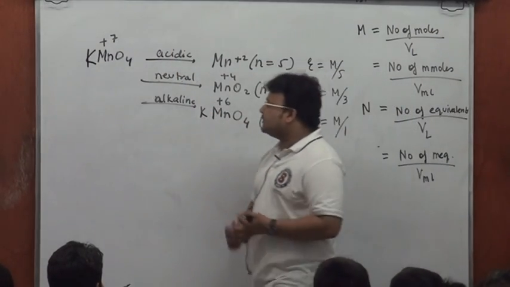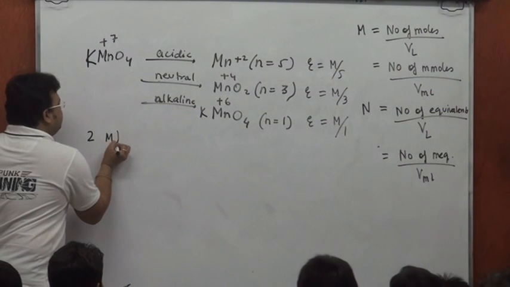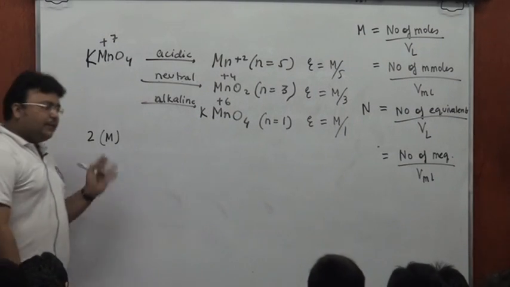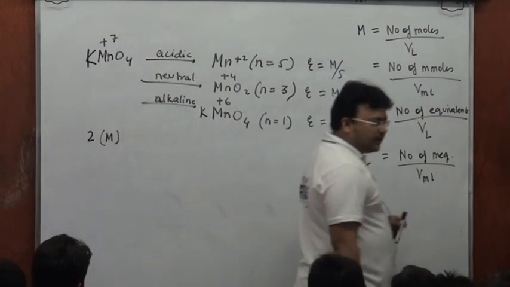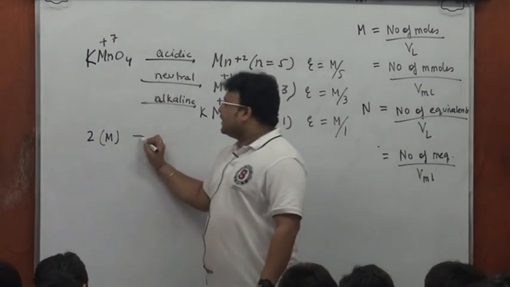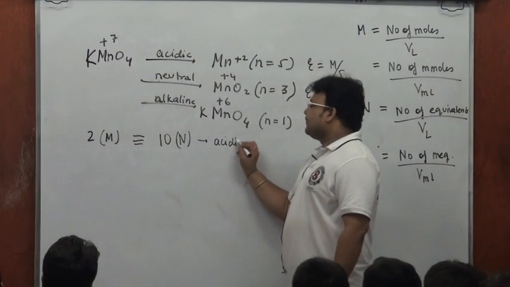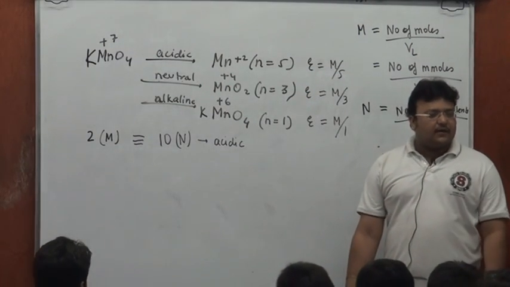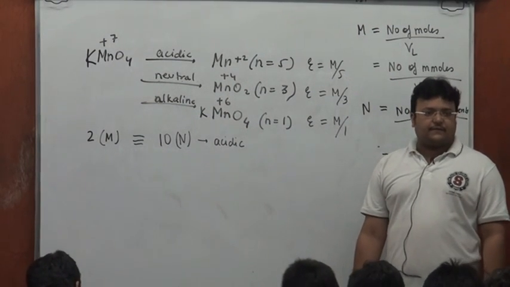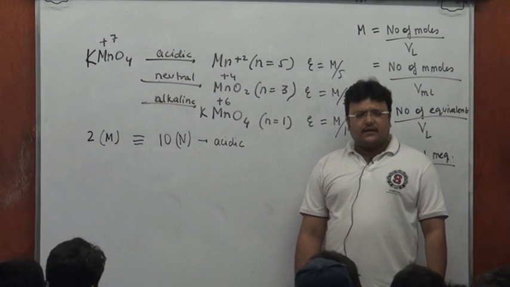Now suppose you have a solution of KMnO4 which is 2 molar. Molarity will be constant. This means 2 moles per liter. I want you to understand that in acidic medium 2 molar will be the same as 10 normal. 2 molar will be considered 10 normal in acidic medium. N factor is 5, so 1 mole will mean 5 equivalents. 2 moles will mean 10 equivalents.